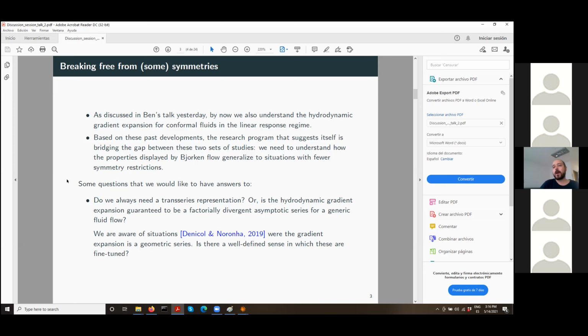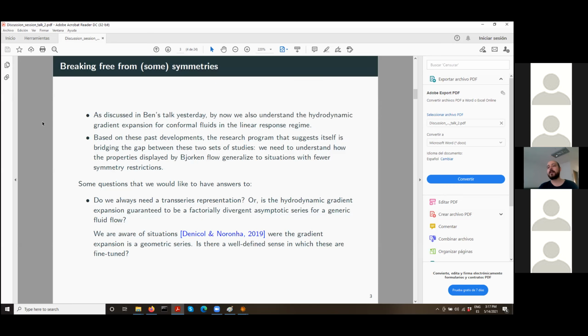So here are some of the questions that I would personally like to have answers to. The first one we already discussed this morning, but I want to emphasize it again because I think it's very important. Do we always need a transseries representation to deal with the gradient expansions that hydrodynamics provides to us? Are these gradient expansions guaranteed to be factorially divergent asymptotic series for a generic fluid flow? This is particularly relevant because we are aware of situations, as illustrated in this paper by Gabriel Denicol and Jorge Noronha in 2019, in which the gradient expansion is actually a geometric series and can even be convergent in some parametric regime. So is there a well-defined sense in which these examples are fine-tuned? That's my complementary question to this more general question.